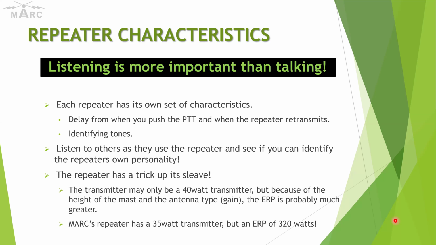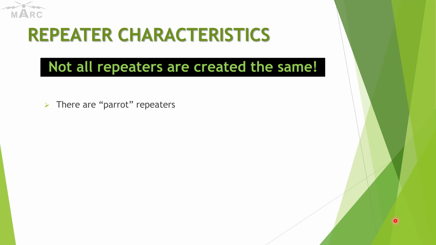And I already talked about this, the repeater has a trick up its sleeve. Even though we're a 40-watt transmitter, because of the height and the gain and the coax that we use, our ERP, or effective radiated power, is 320 watts. That's a beautiful number off of a 35-watt radio, right? It's fun stuff.